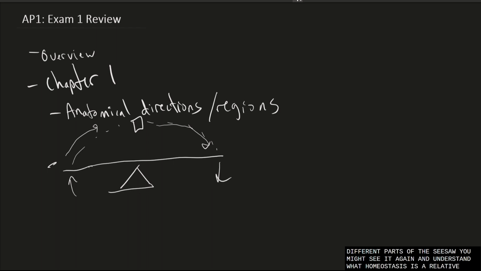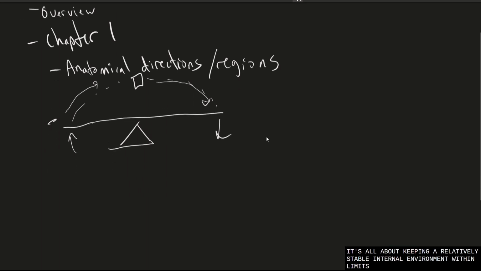So it's all about keeping a relatively stable internal environment within limits. Different cavities and different region-wise. So understand what the thoracic cavity is, and then understand what the vertebral cavity is. You have your dorsal cavity and the different parts in that thoracic cavity and what you could find in it and so forth.